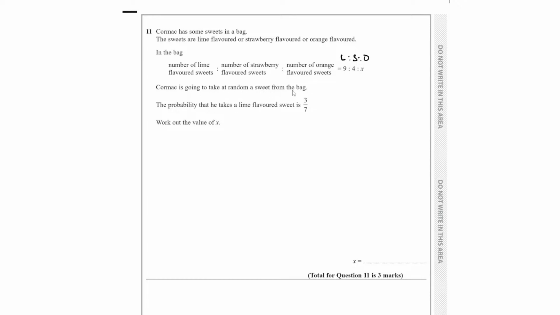Cormac is going to take at random a sweet from the bag. The probability that he takes a lime flavoured sweet is 3/7. Work out the value of x. So we need to create an equation. Whenever they say work out x, you pretty much need an equation, don't you? Now, this one isn't probability trees because you see how he only took one sweet, so I don't need to draw a tree. I only draw trees when there's maybe taking 2 sweets out of a bag, or there's 2 things or 3 things. In this case, there's not, so I don't need to worry about that.